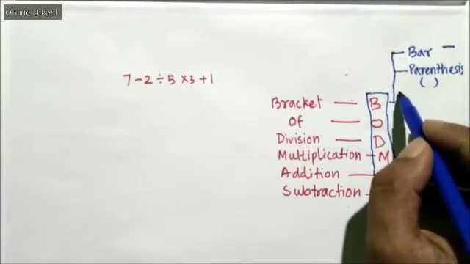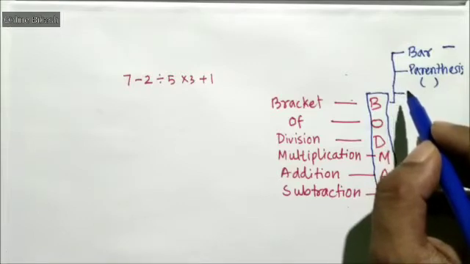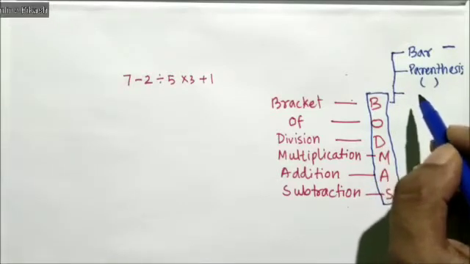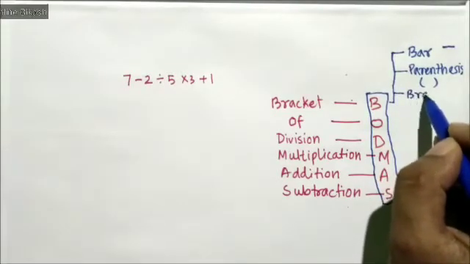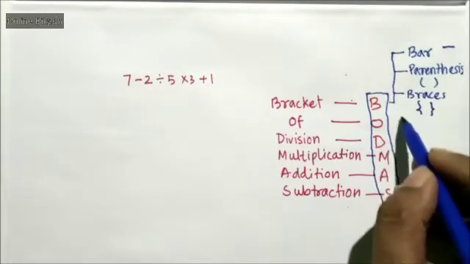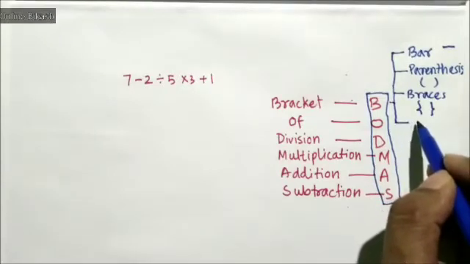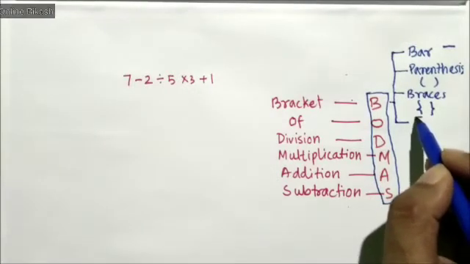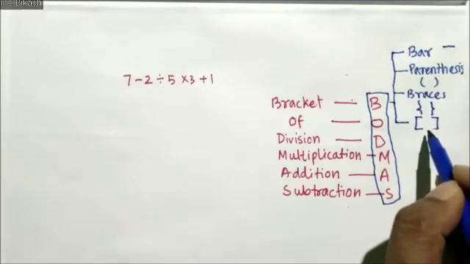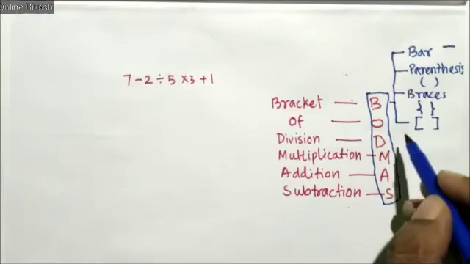After the parenthesis you have to go for the braces. It looks like this one. Many of you have already encountered this one. And at the last you need to solve this one, and the name of this bracket is simply called brackets.